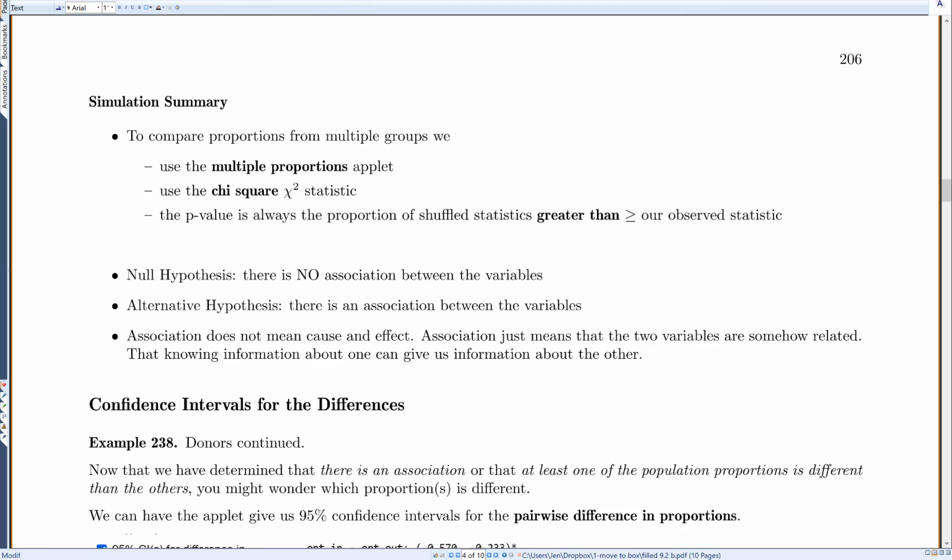And just remember, again, association does not mean cause and effect. It just means somehow they're related. There could be some kind of confounding variable in most of these situations. We're just saying that they're related usually. Now, in our situation, we said we could do cause and effect because it was an experiment. But most of the other studies we're going to look at, we can't say that because it wasn't an experiment.